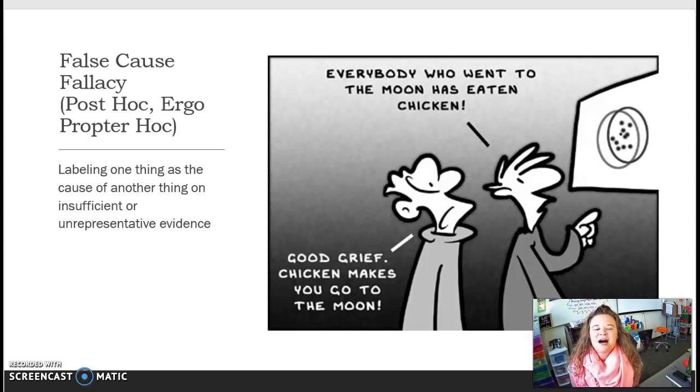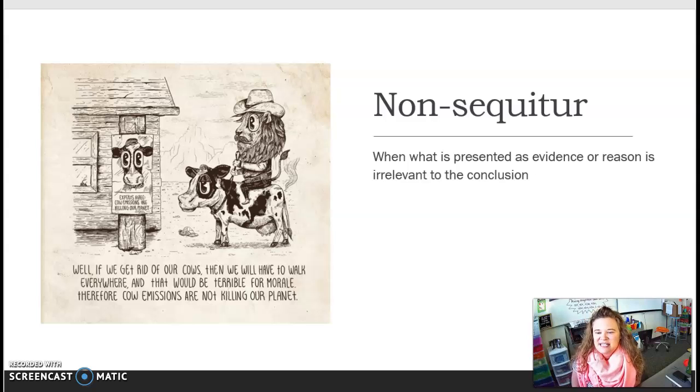Number 12, false cause fallacy. Post hoc ergo propter hoc. I don't really know how to say all that. I don't know if I said it right, but whatever. Labeling one thing as the cause of another thing on insufficient or unprecedented evidence. Everybody who went to the moon has eaten chicken. Good grief. Chicken makes you go to the moon. False cause. Think about your example and write it down. Pause before you go to the next slide.